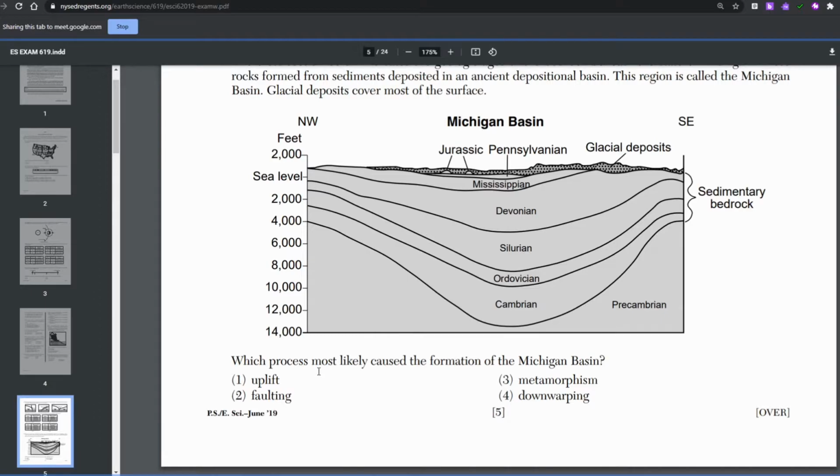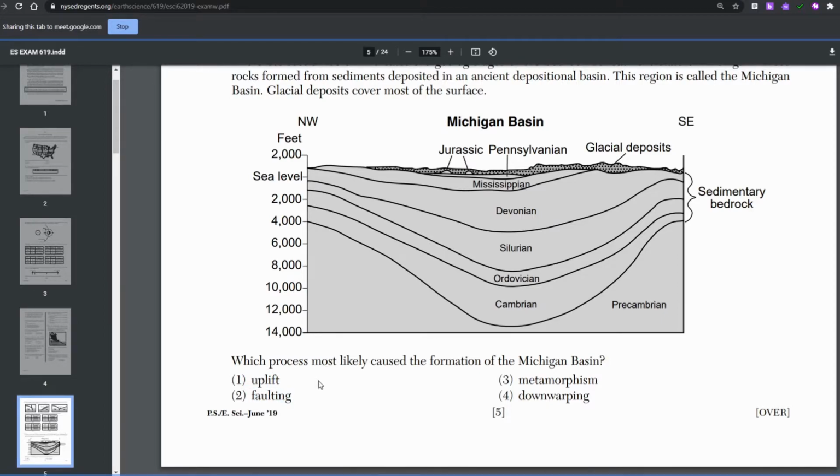Well, I'll tell you what it's not. It's not downwarping because it's not a thing. It's not metamorphism because we don't see any of that. We don't see anything that's being pressurized. We don't see any lava being spilled on it. It's definitely not faulting, so we don't see any cracks in it. So that really just leaves us with uplift.